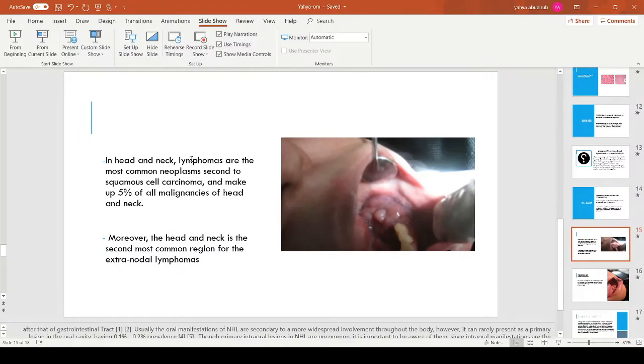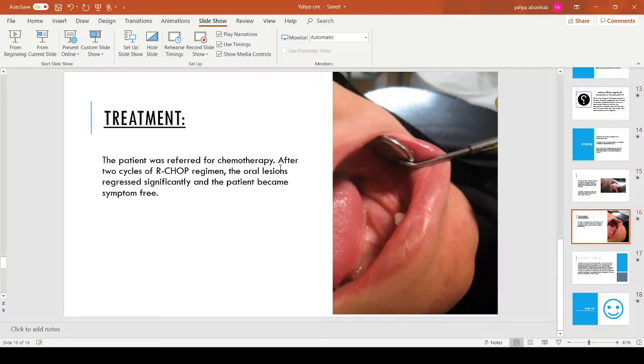Regarding the head and neck, lymphomas are the most common neoplasm second to squamous cell carcinoma, and make up to 5% of all malignancies of the head and neck. Moreover, the head and neck is the second most common region for extranodal lymphomas. Regarding the treatment, the patient was referred for chemotherapy. After 2 cycles of R-CHOP regimen, the oral lesions regressed significantly and the patient became symptom-free.